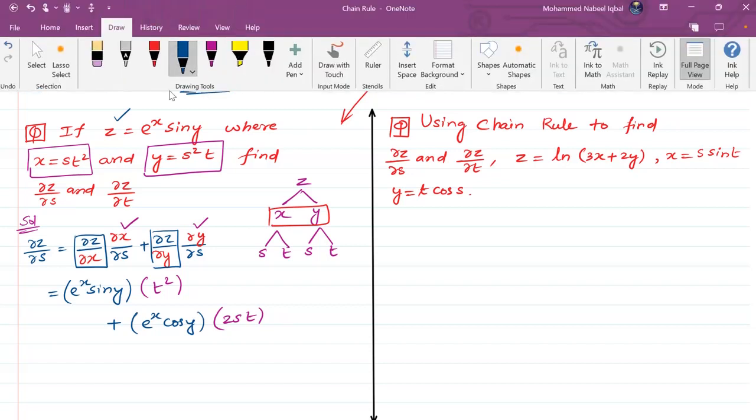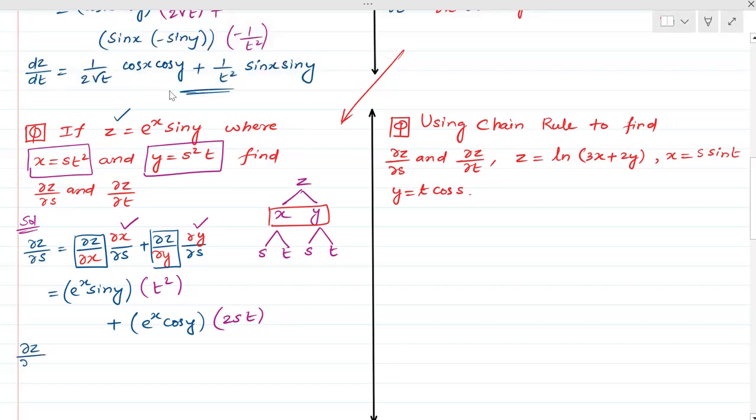So if you simplify, what is the common part? I will take e power x as common. Dou z over dou s is equal to e power x times t square sine y plus 2st cosine y.